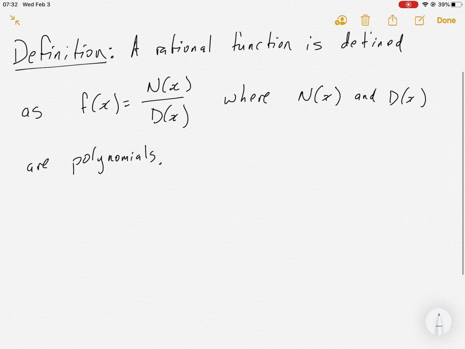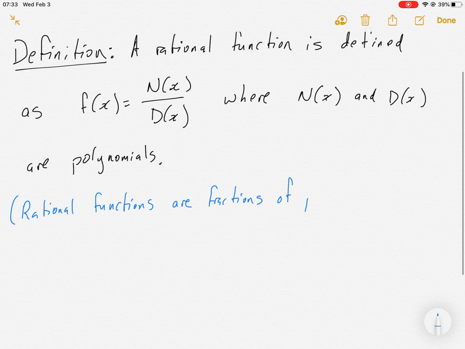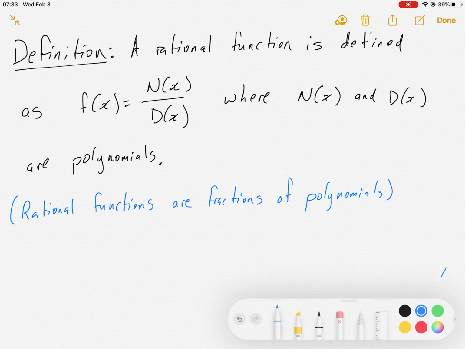So in other words, the way you can think of rational functions is rational functions are really just fractions of polynomials. I also want to mention that if d of x is just equal to 1, so that is a polynomial, d of x equals 1, then the rational functions just become regular polynomials. So all polynomials are actually rational functions. They're just kind of boring ones.